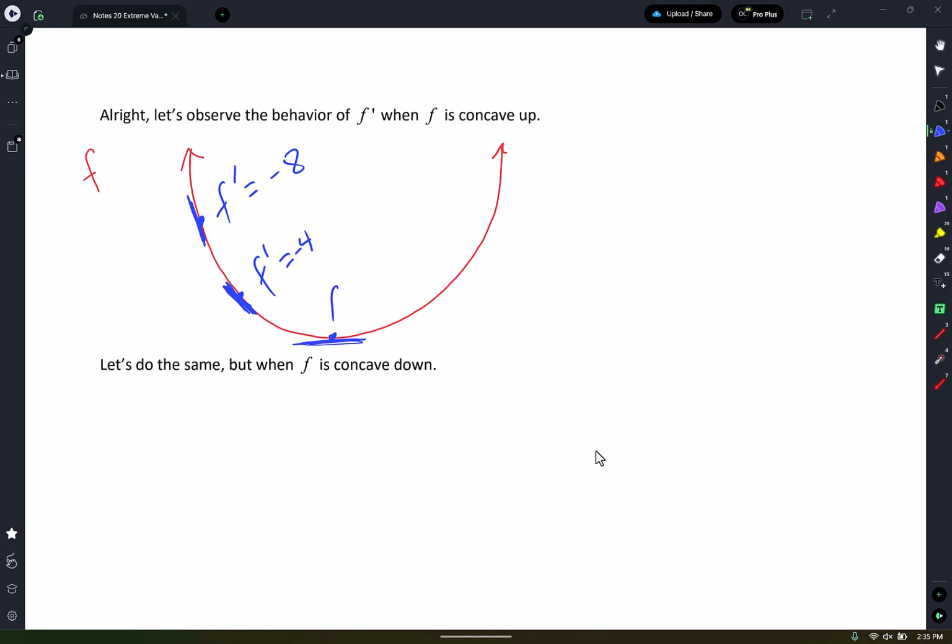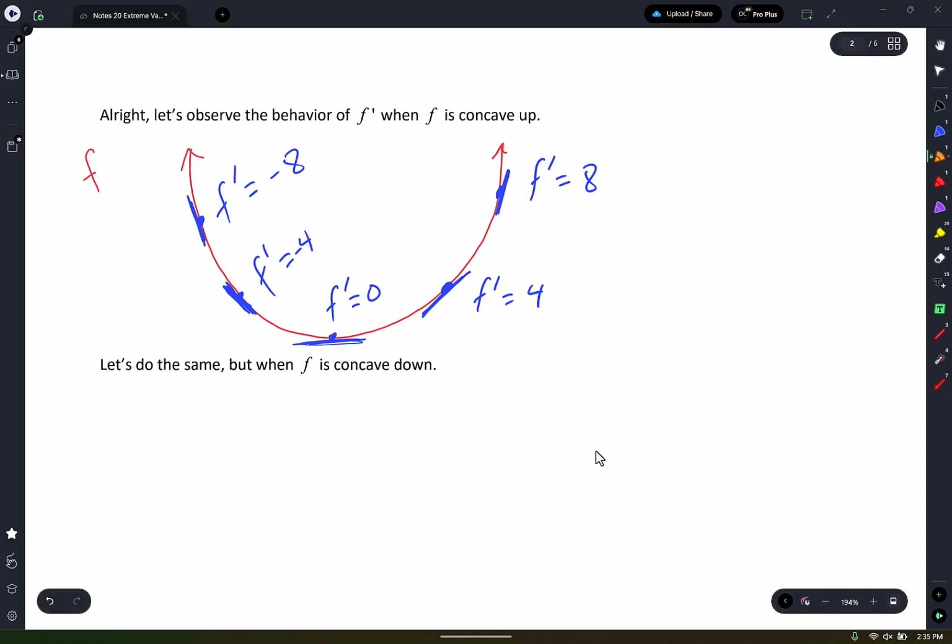What is that one? 0? Yeah, it's a horizontal tangent. And I'm just going to make it symmetrical. I'm going to say that's like f prime equal to 4. I'm not putting any numbers because I don't have a scale here. And I'm going to say this is like f prime equal to 8. Before I continue, does everyone agree this is a strictly concave up graph for f?